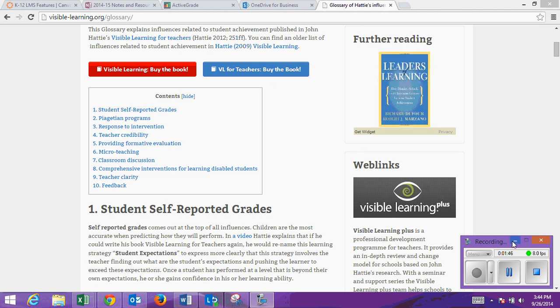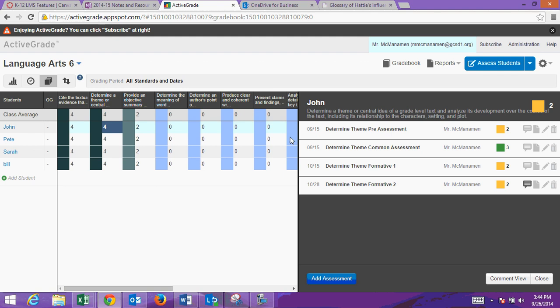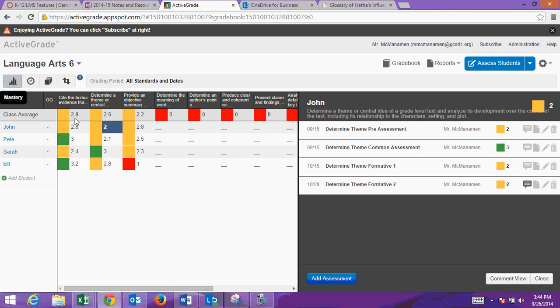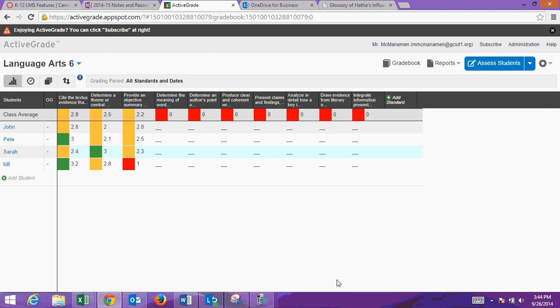So this is a product out there called ActiveGrade, and it probably is the closest of anything that we found to what our vision is. And the reason we like ActiveGrade, first of all, it's not an SIS system. It's an individual teacher product where you can quickly put in your prioritized standards, and that's something that you hear a lot in our business.